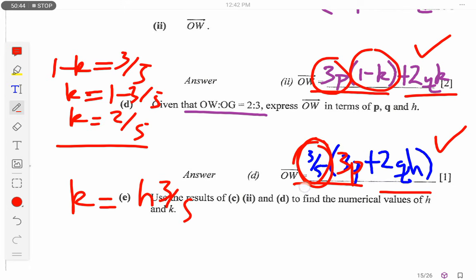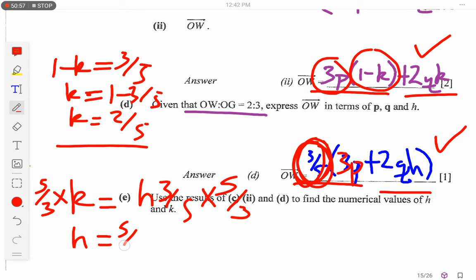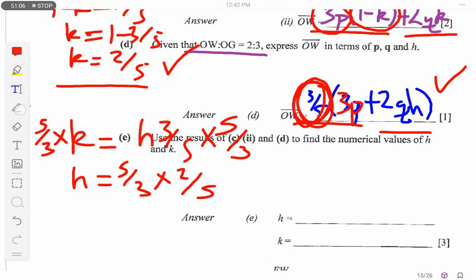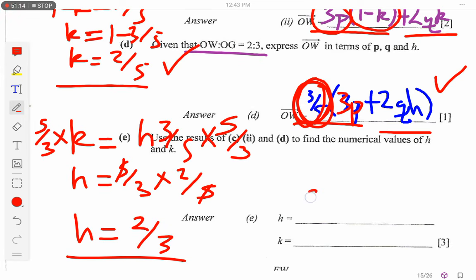This 3 over 5, this one here. Okay, so k by h is going to be equal to, I multiply both sides by 5 over 3. So my h is going to be 5 over 3, the value of k that I've calculated there, which is times 2 over 5, like that. Okay, so at the end of the day, my h value is going to be, the 5 cancels off each other, and my h is going to be 2 over 3. So my value of h is 2 over 3, and my value of k is 2 over 5. So those are the values there.